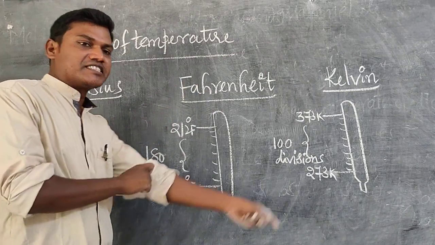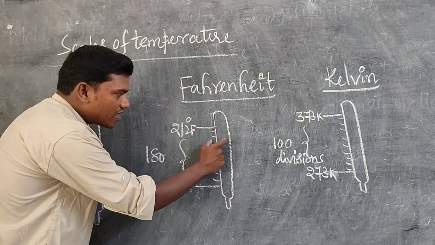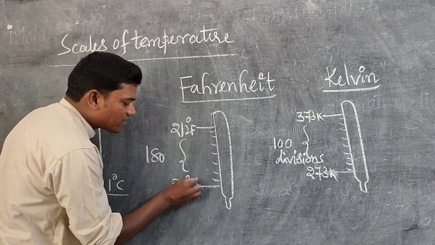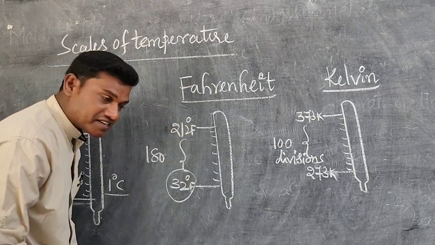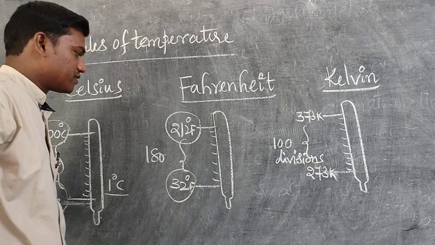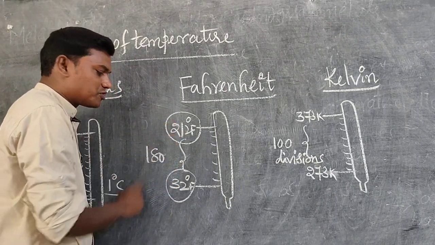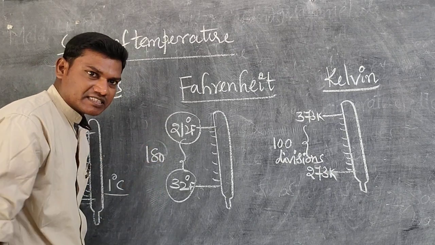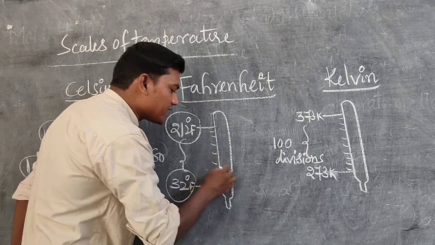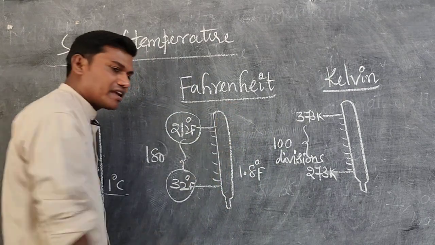Now come to the Fahrenheit scale. In the Fahrenheit scale, the lower fixed point, the melting point of water, is 32 degrees Fahrenheit and the boiling point of water is 212 degrees Fahrenheit. The difference between these two lower and upper fixed points is 180 divisions. That means on the Fahrenheit scale, each division is 1.8 degrees Fahrenheit.